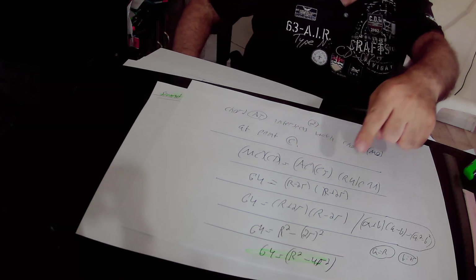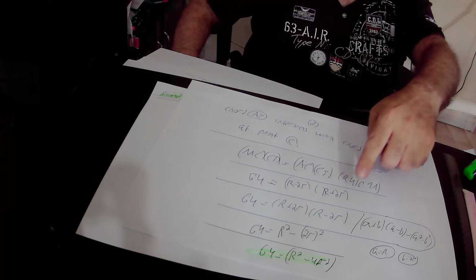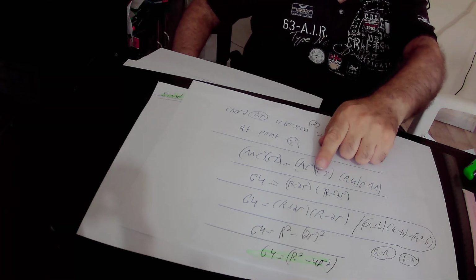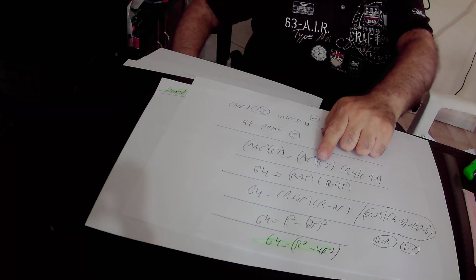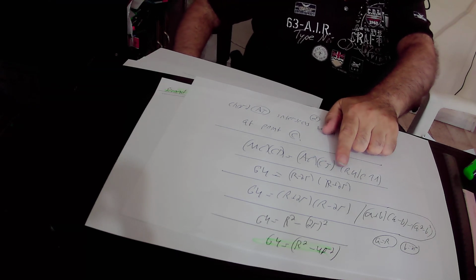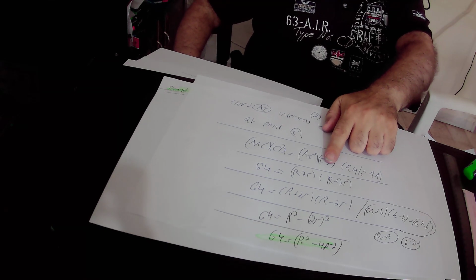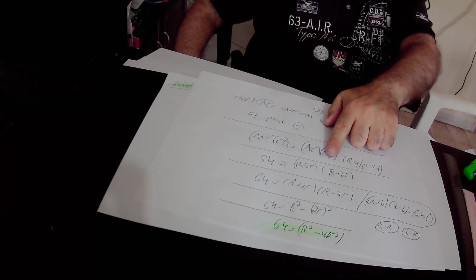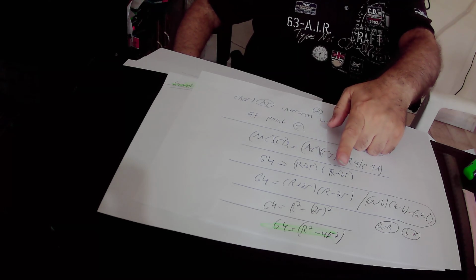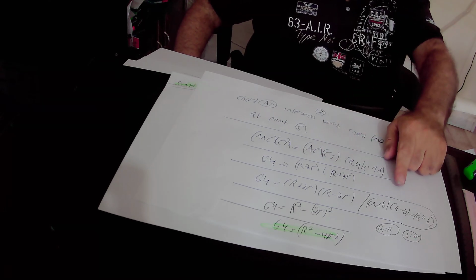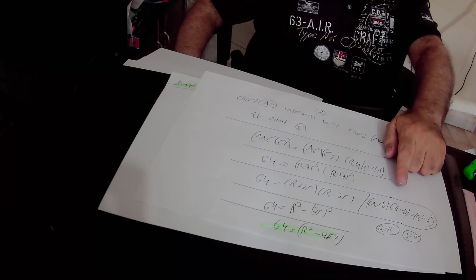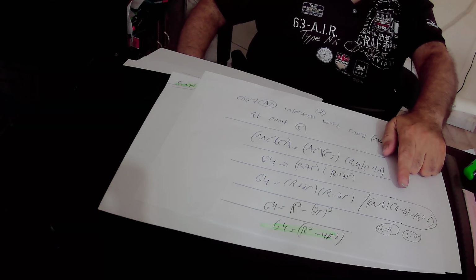AC is capital R minus 2R. CT is capital R plus 2R. So we found out that 64 equals capital R minus 2R times capital R plus 2R. We have already found out that this expression equals capital R plus 2R times capital R minus 2R, according to the algebraic identity (A plus B) times (A minus B) equals A squared minus B squared.